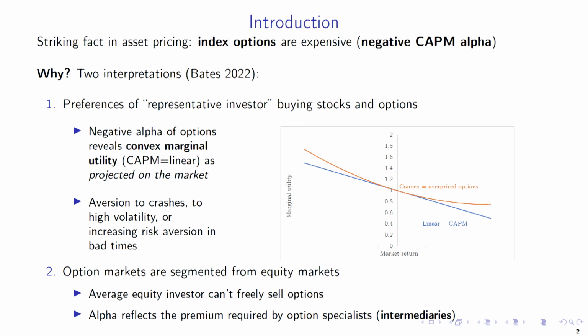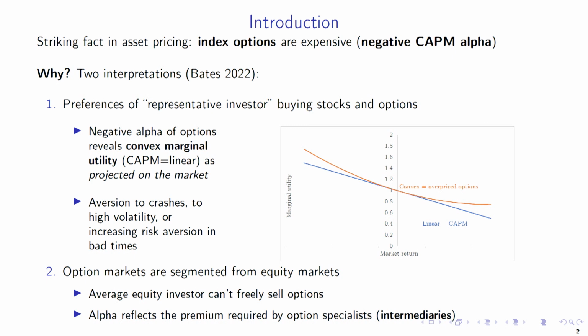And the orange line is what we get if options are overpriced, if they have a negative alpha relative to the CAPM. What that's saying is that if put options are really expensive, it must be that investors really hate those big down market states, right? They're willing to pay a lot of money to hedge those states. That could be because they hate crashes. It could be because they hate high volatility, right? How do you get into these extreme states? It's got to be that volatility was high. So this could be a variance risk premium that would generate this, and that's how a lot of people talk about it. Could be that risk aversion goes up in bad times, and that causes people to be highly averse to those states.